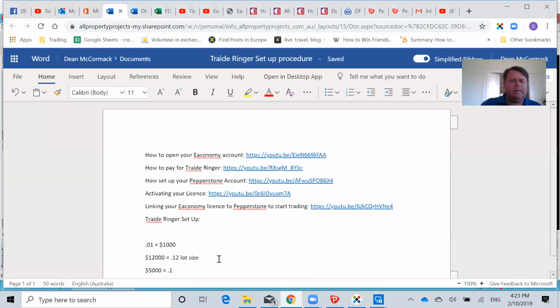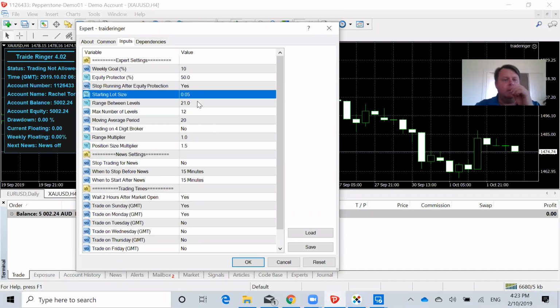If you want to be less risky, great. You might say I'm going to do 0.01 for every 2,500, which means 5,000 would be 0.02. Great. 0.01 for every 1,000 is the recommended amount. Plus, it's very easy to work out. Now, the next setting is the range between levels.